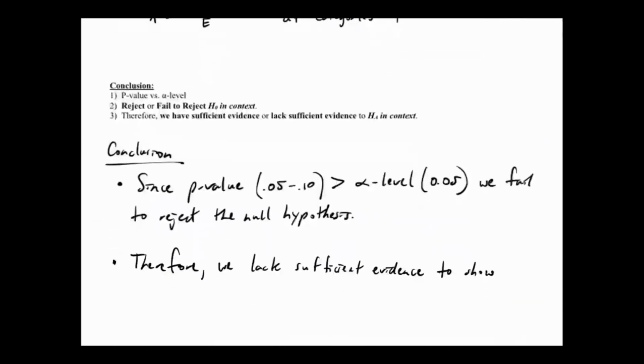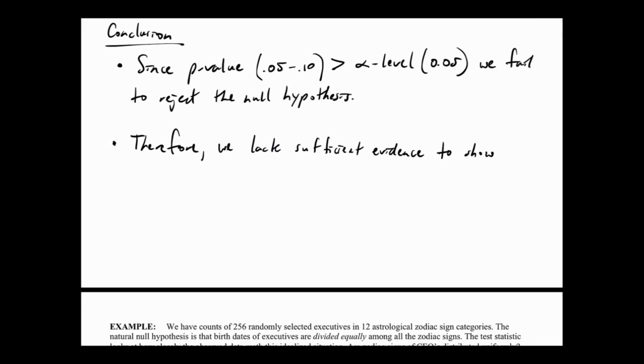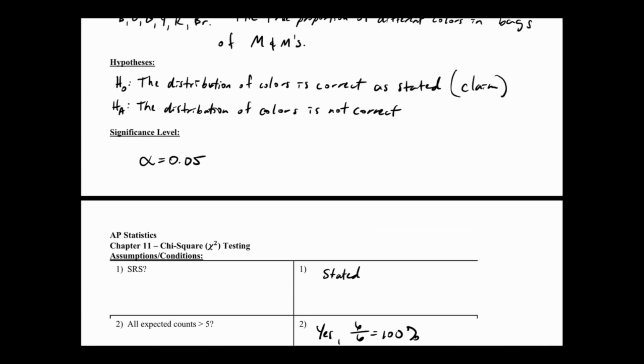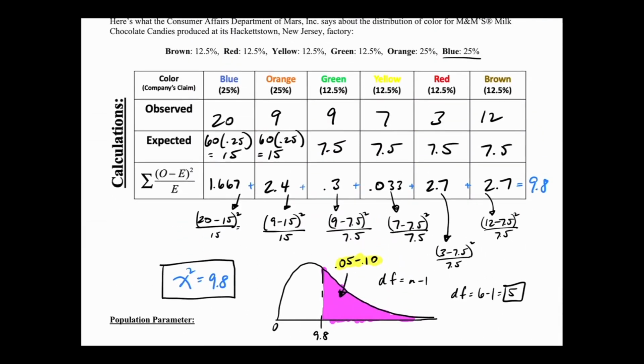Okay, so we're going to say we lack sufficient evidence to show that the given distribution of proportions is incorrect. We lack that evidence. So we don't have enough evidence to say that any of those are wrong. So are they right? We don't accept. We never accept, right? So we never accept any of these. We just say we don't have enough evidence to say any of these are wrong.